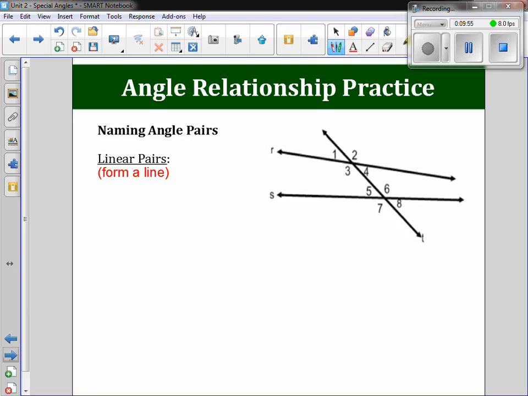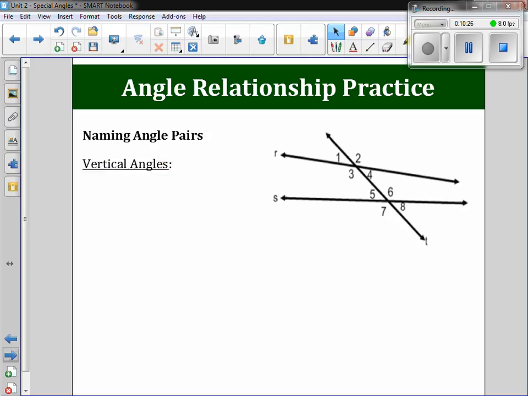All of our linear pairs are anything that forms a line. 1 and 2, 1 and 3, 2 and 4, 3 and 4, 5 and 6, 5 and 7, 6 and 8, 7 and 8 are all linear pairs.